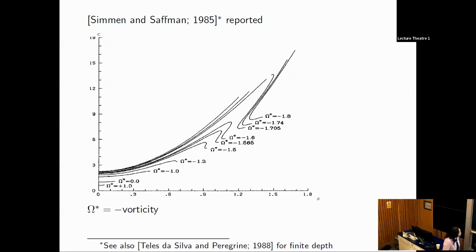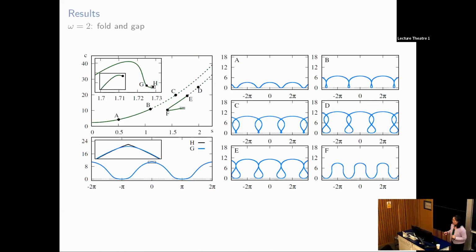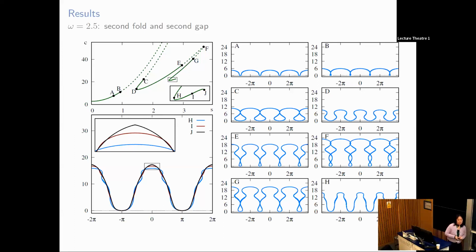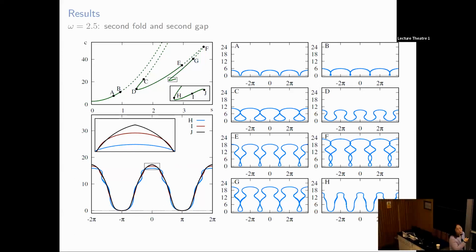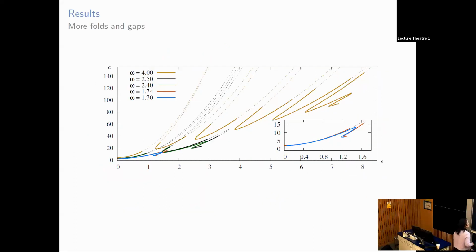And this idea would work if there is only one gap to this problem, so there are no physical solutions between these two touching waves. And it turns out that there are more than one. So for example, when omega is 2.5, then you have two folds and two gaps. What happens along the first fold and first gap is the same as before. And along the second fold and second gap, it is qualitatively the same, except that these waves have two bulbs.